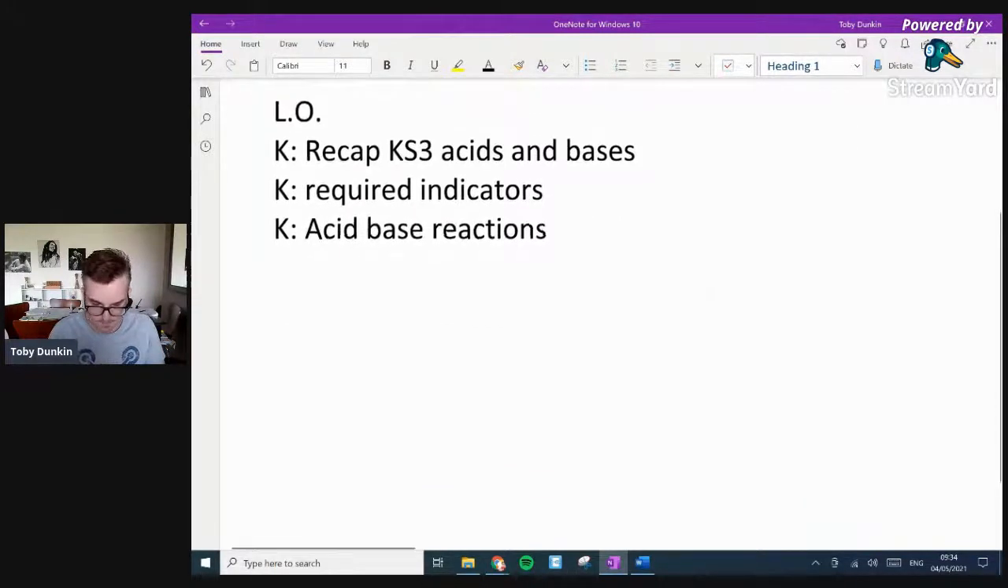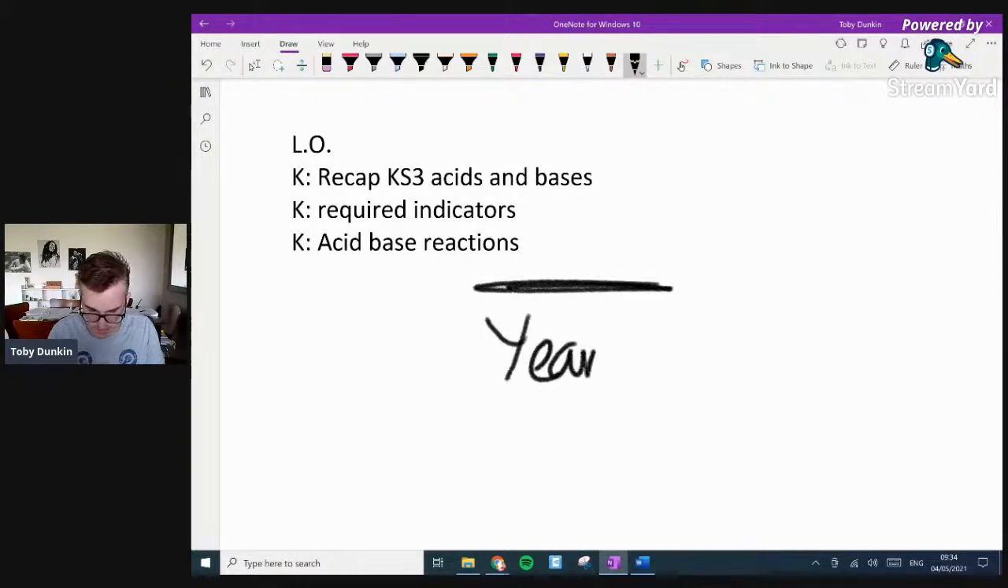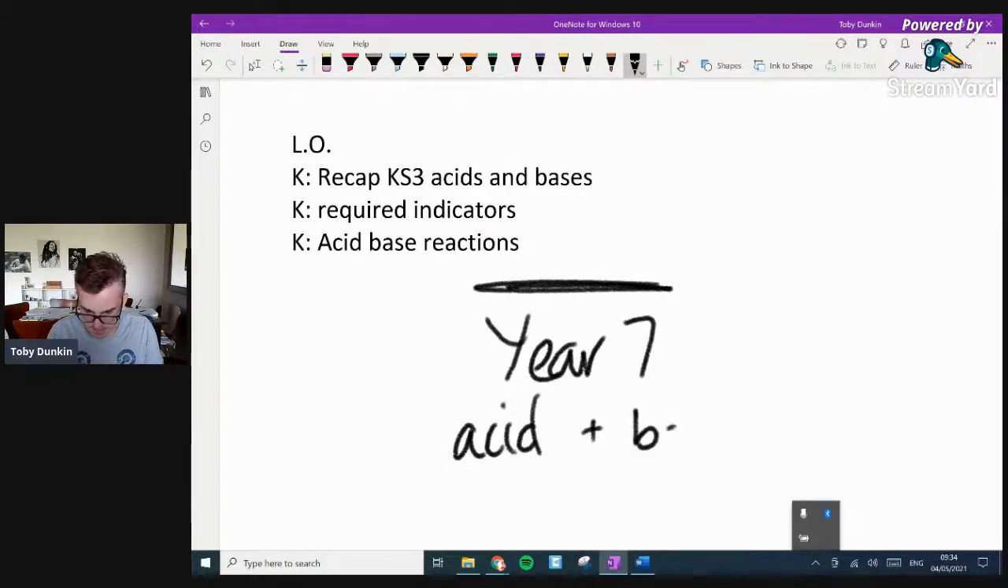So let's crack on. First thing, Key Stage 3. Let's run through year 7: acids and bases.